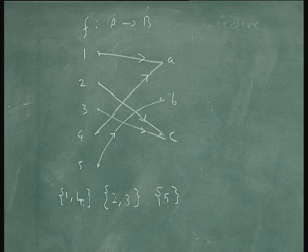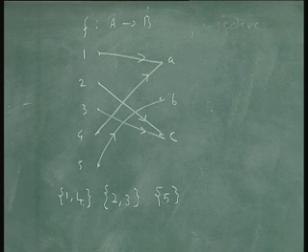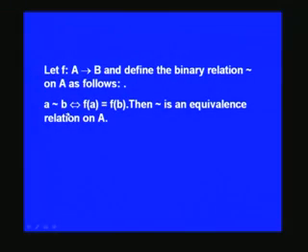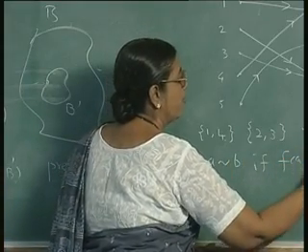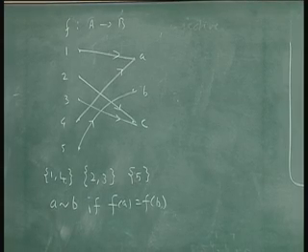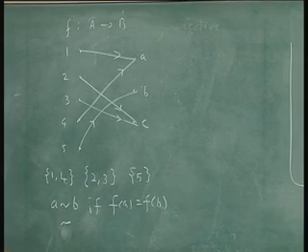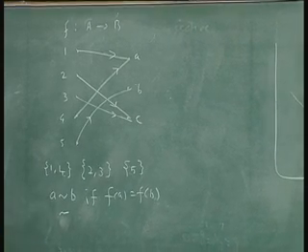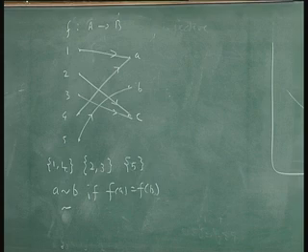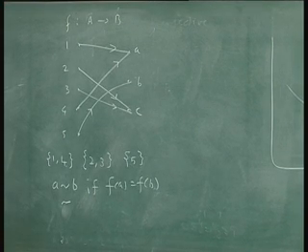So you say that two elements A and B are related, A related to B, if f of A is equal to f of B. Then you say that this relation is an equivalence relation because A will be related to A obviously, and if A is related to B, f of A is equal to f of B. So, B also will be related to A, the symmetric property is also satisfied.